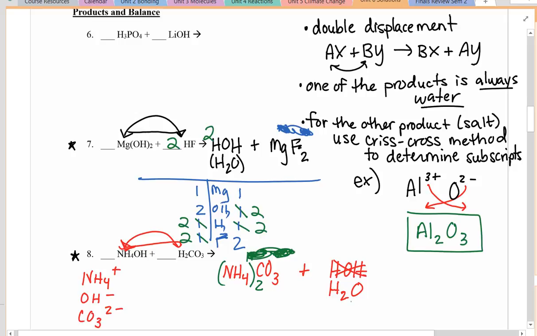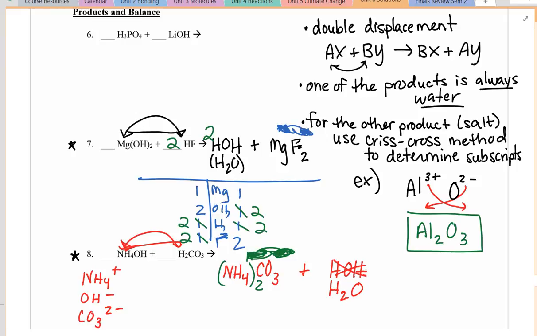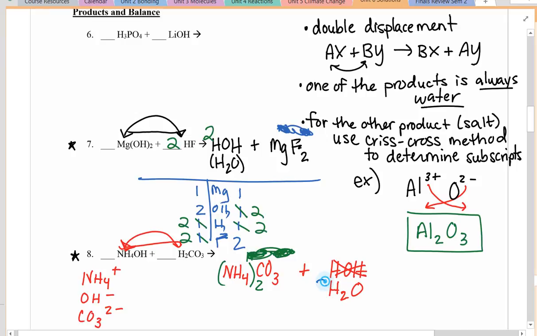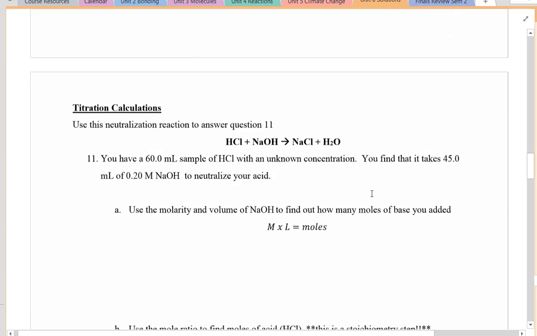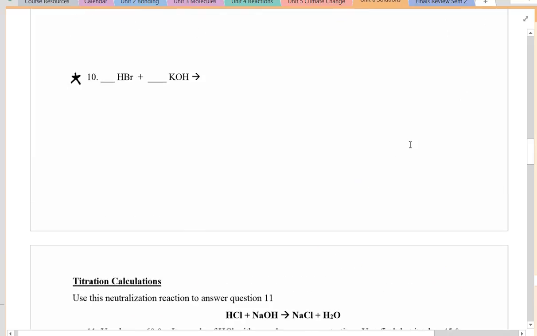Then we need to go through and balance it. When we end up balancing it, we end up needing a 2 here and a 2 over here, and then we're balanced. Okay, so now let's scroll down and look at problem 10 real quick too.